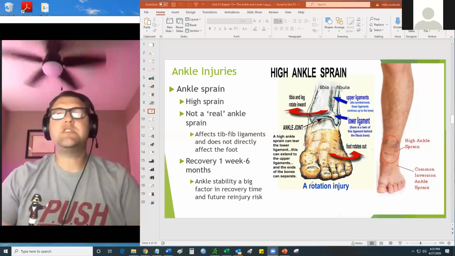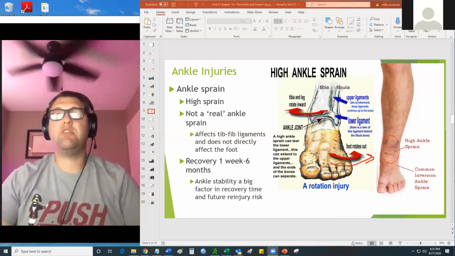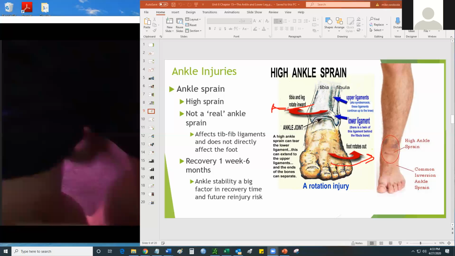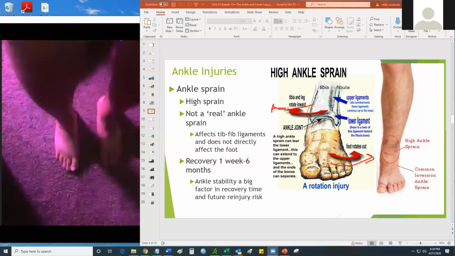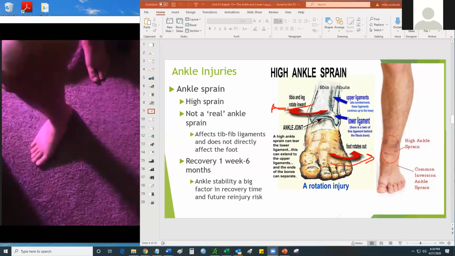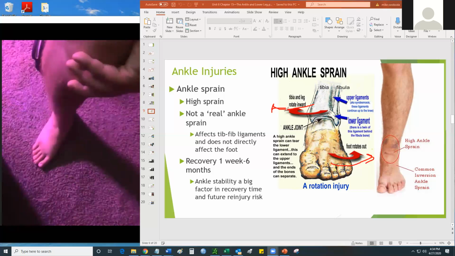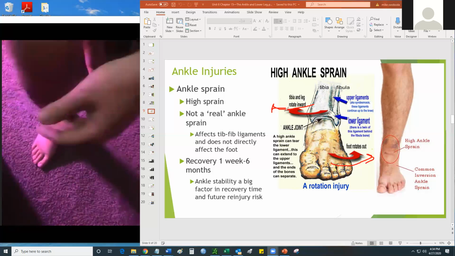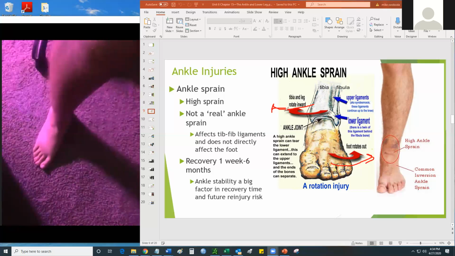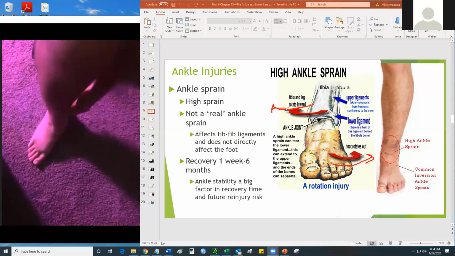Now, these are going to be caused when the foot rotates out and the tibia and fibula rotate in. So what that looks like is if I take this foot, it rotates outward, but the rest of my lower shin is going to move inward. And that's very difficult even just to do. So you would be essentially in a position like this. And that's where you're going to get a lot of stress right in that top, just above where your ankle is.